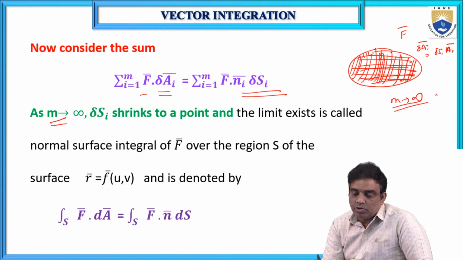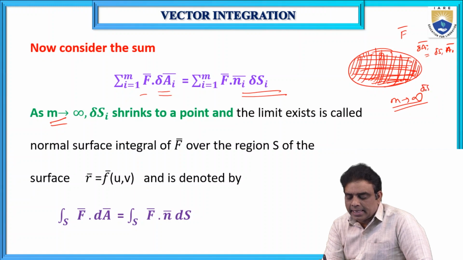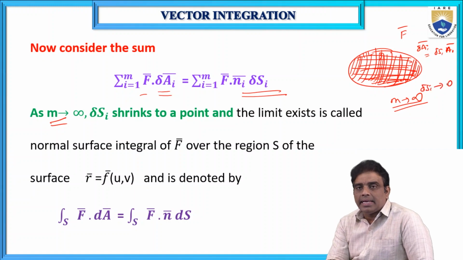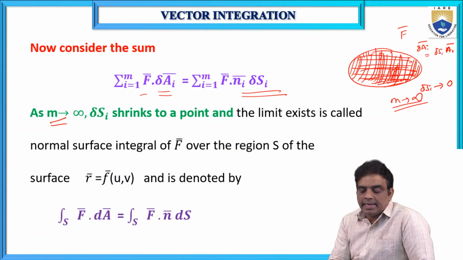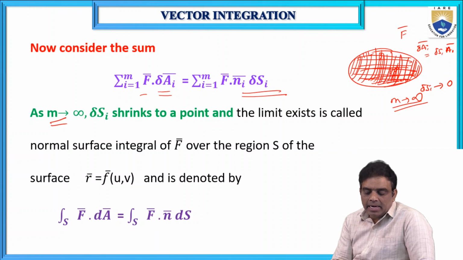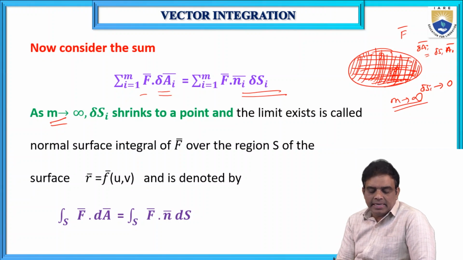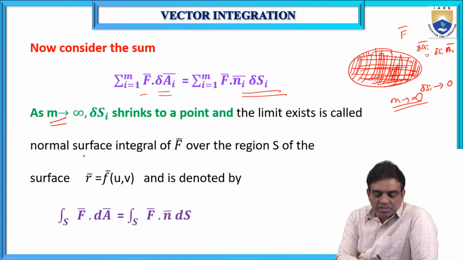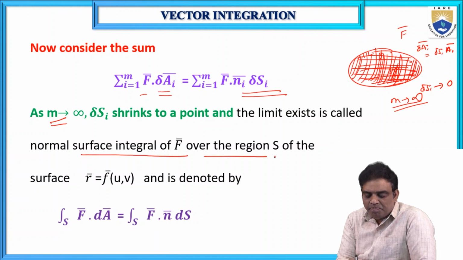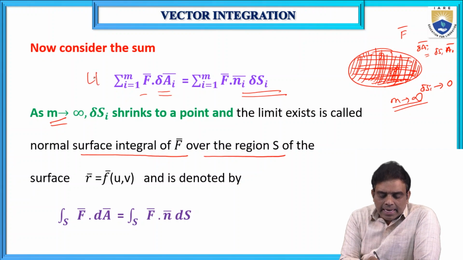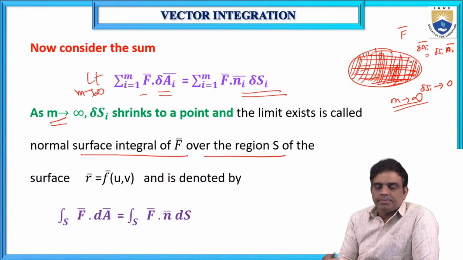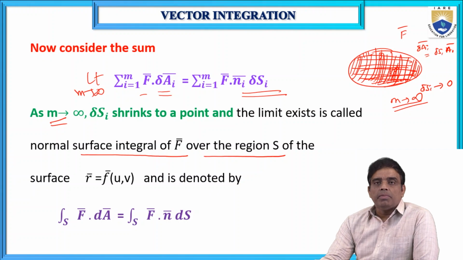Suppose m is tending to infinity, what does that mean? The total delta Si will become 0. Delta Si is the area of the ith subregion. So when you divide, the number of points is infinity and delta Si tends to 0, and if the limit exists, then it is called the normal surface integral of f bar over the region S. So the limit of this sum as m tends to infinity, if it exists, is called the double integral.